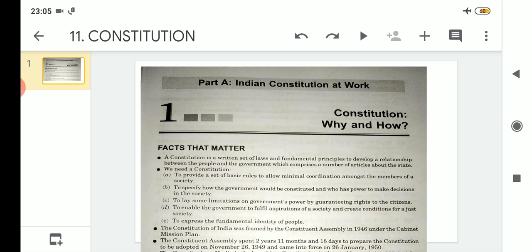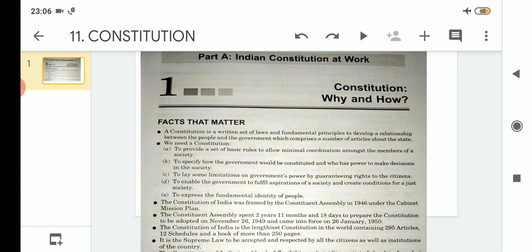Regarding the first chapter, the Constitution: Why and How, the first point is the definition of the Indian Constitution. According to the first point, the Constitution is a written set of laws and fundamental principles to develop a relationship between the people and the government, which comprises a number of articles about the state. So regarding the Constitution, we can say that it is a written set of laws and fundamental principles that are there to develop a relationship between the people and the government.